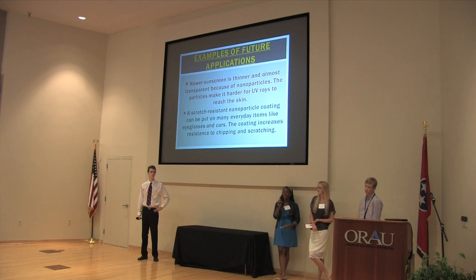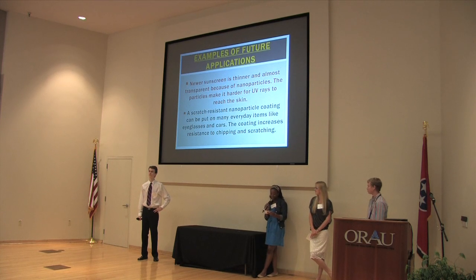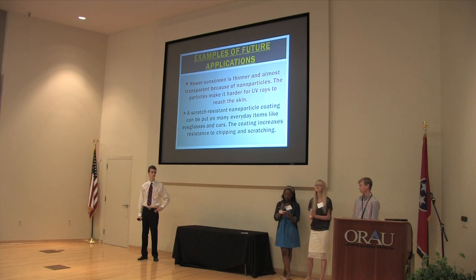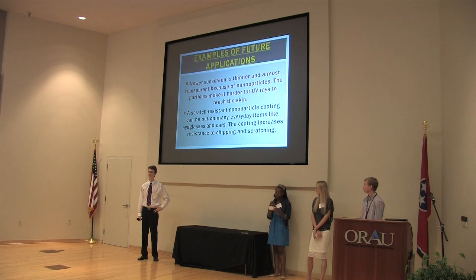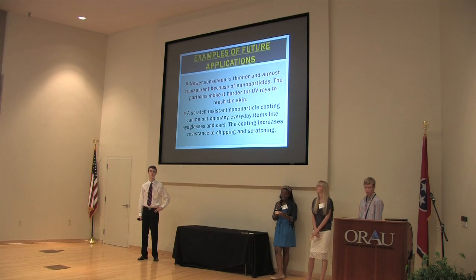There could also be a scratch-resistant nanoparticle coating that could be put on everyday things like eyeglasses and cars. Using these nanoparticles could also make sunscreen thinner. The particles will make it harder for the UV rays to reach the skin. These coatings increase the resistance to chipping and scratching.